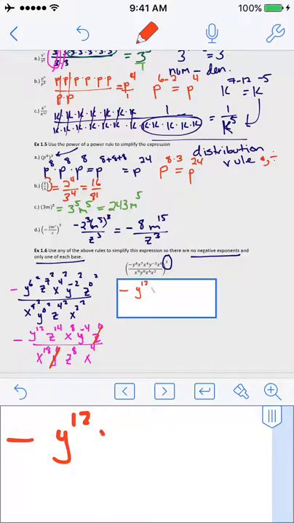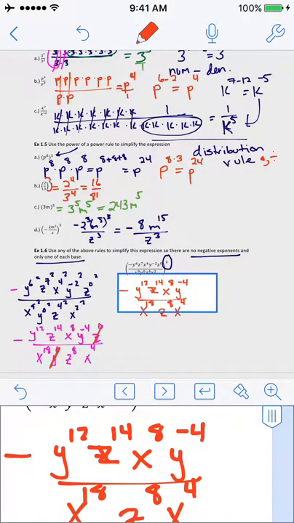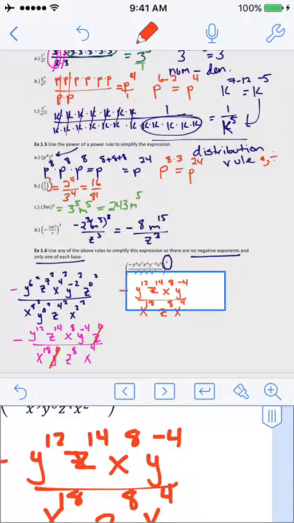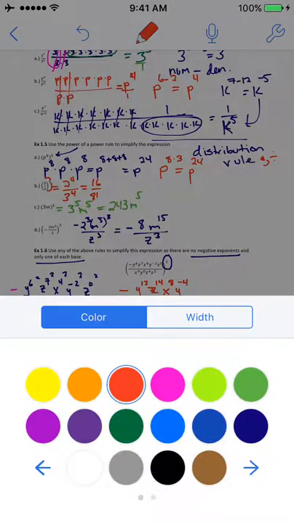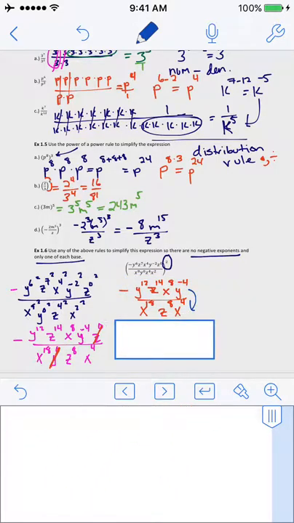Y to the 12th, z to the 14th, x to the 8th, y to the negative 4th, over x to the 18th, z to the 8th, x to the 4th. Alright, I'm going down. I see a negative exponent that I can maybe get rid of. So I'm going to move it to the bottom, right? Y to the negative 4th is the same thing as 1 over y to the 4th, which will now go to the denominator.